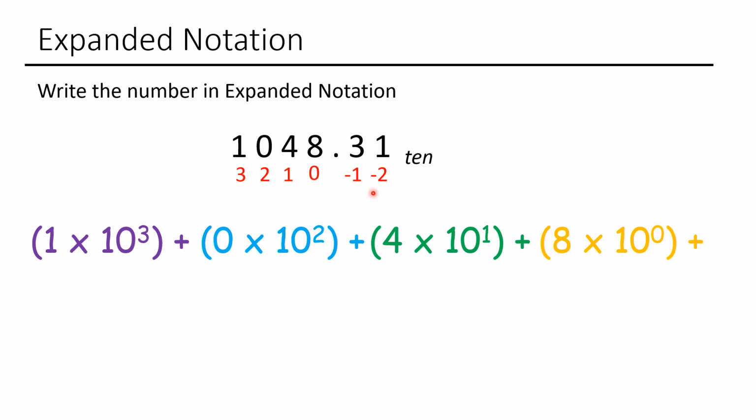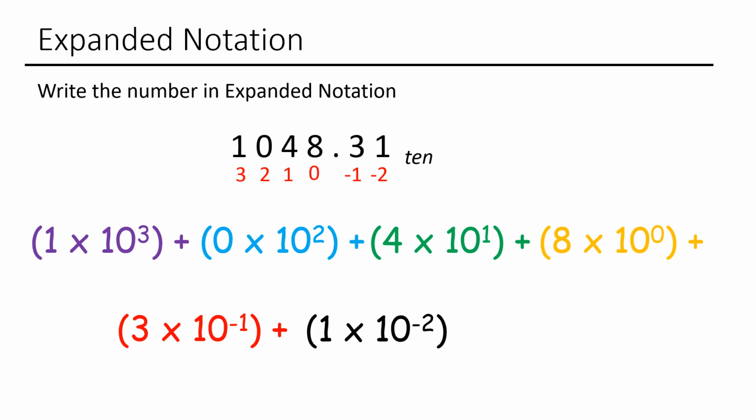Now we have to go ahead and continue this to add in anything to the right of the decimal. So we're going to put 3 times 10 to the -1, and then 1 times 10 to the -2. Now this is actually your answer. That is the number written in expanded notation. As ugly as that is, and as long as that is, that is your answer.